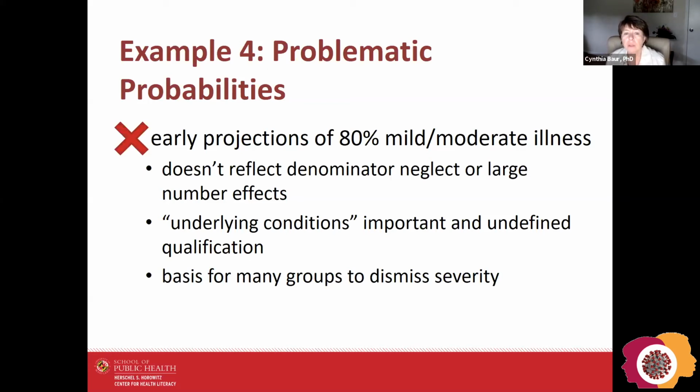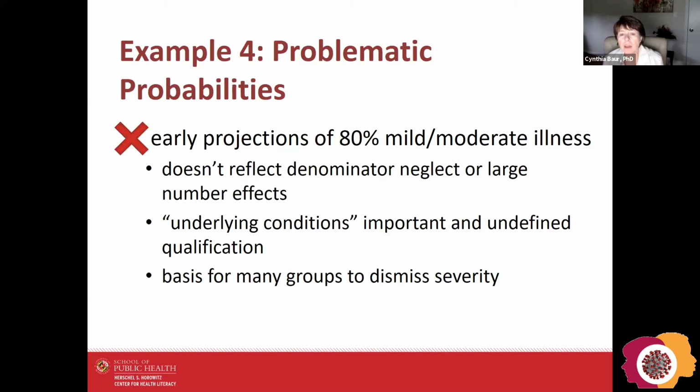And finally, these projections of 80% mild and moderate illness, because of the way numbers operate in people's cognitive processing, became the basis for many groups to minimize or say that things were probably not going to be as severe as what some of the experts were saying.